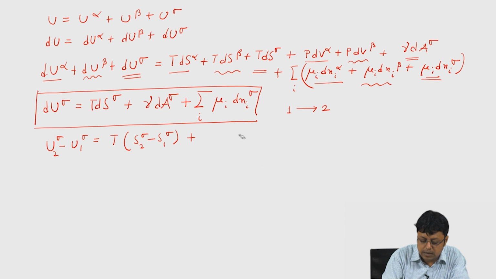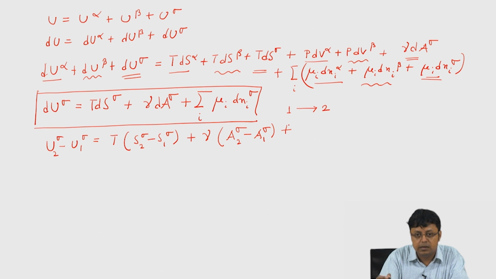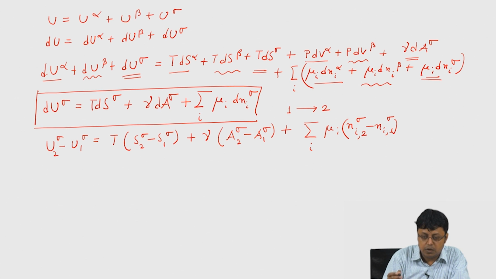And then we can write it as the surface tension times A2 sigma minus A1 sigma, not gamma, it is sigma, and then we have the sum over the terms, which we can write, if we integrate, as n i 2 minus n i 1, and this is for the interface. Now, what we can conclude from here is that the internal energy for the interface can be written. You can see that this is basically the difference between the state functions.